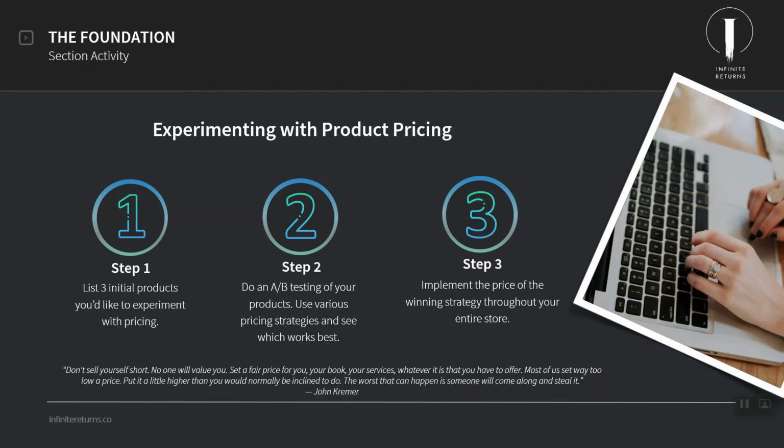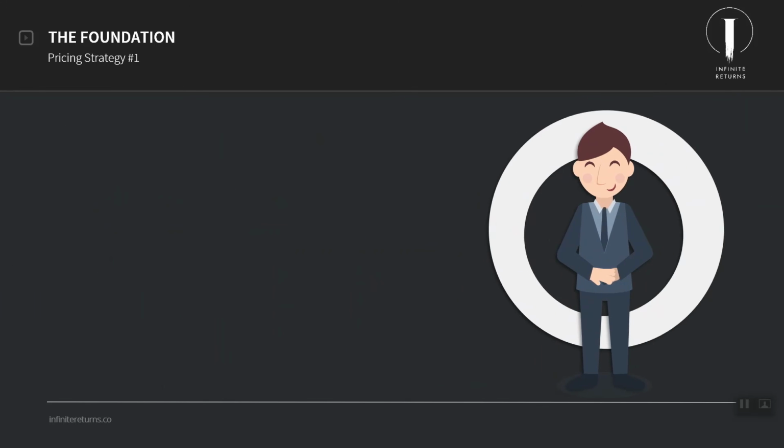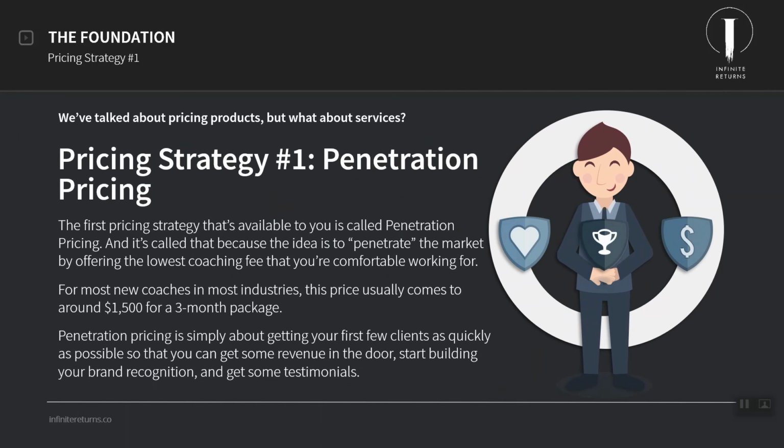I want you to take a list of 3 initial products and how you'd like to experiment with pricing. Do A/B testing. Now, what is A/B testing? A/B testing means I'm going to sell this product with this type of idea and this concept. That's concept A. And at the same time, I'm going to do it with option B. So you're testing the market with 2 different experiments at the same time. Which one do they buy more of? Do they buy A? Do they buy B? You need to use variations, and then you need to implement whichever one wins, whichever one is better. You then go implement it through your entire store, right? And you just keep doing it, okay?